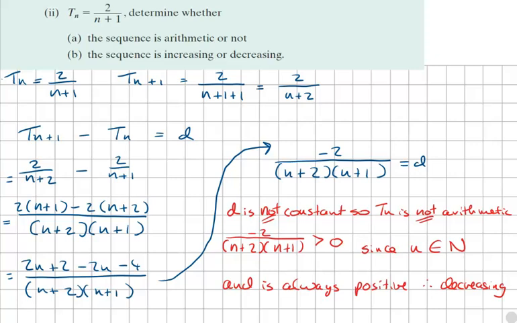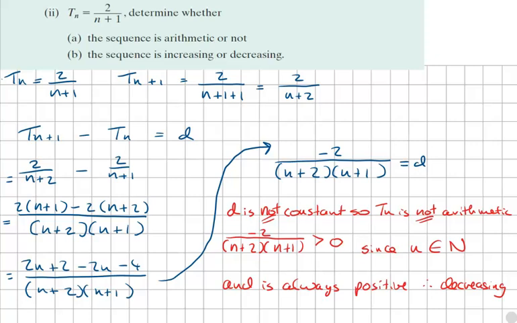Multiplying out the brackets, we get 2n plus 2 minus 2n minus 4. No need to multiply out the denominator. 2n minus 2n will cancel, and 2 minus 4 is minus 2. So we have minus 2 over n plus 2 times n plus 1 is equal to d. So that's our difference. Since there's an n in our answer, since d contains an n, therefore it's not a constant. So if d is not a constant, Tn is not arithmetic. So Tn is not arithmetic because d contains n's.